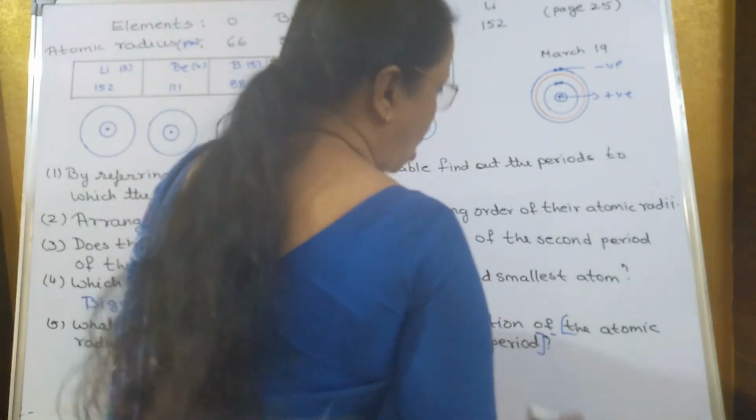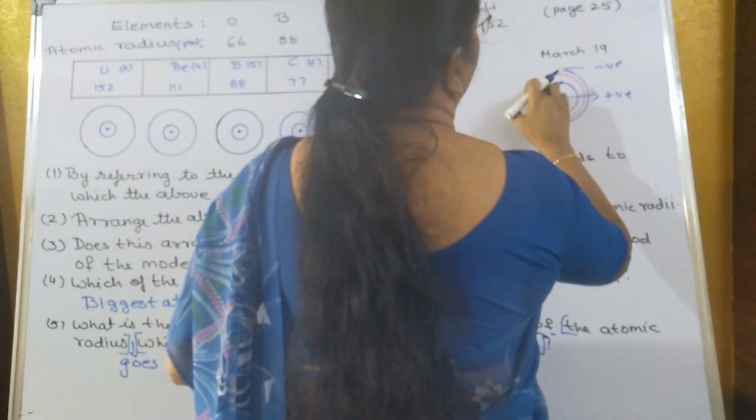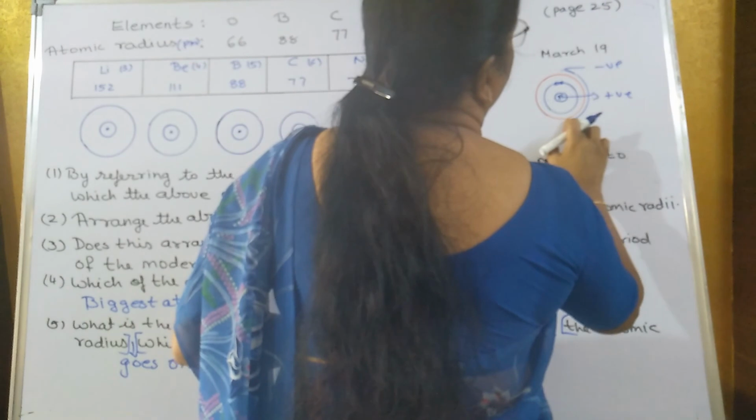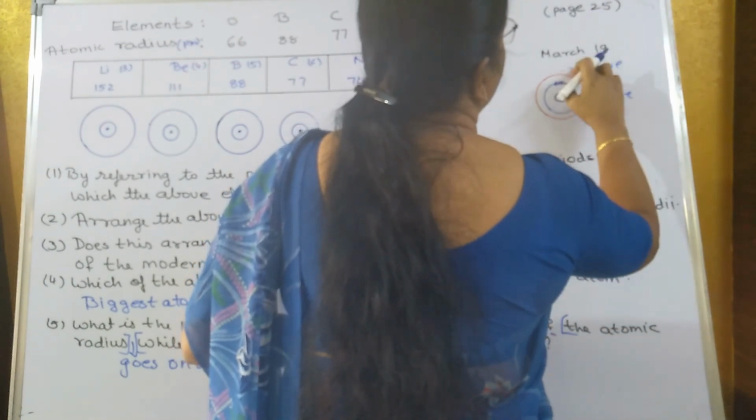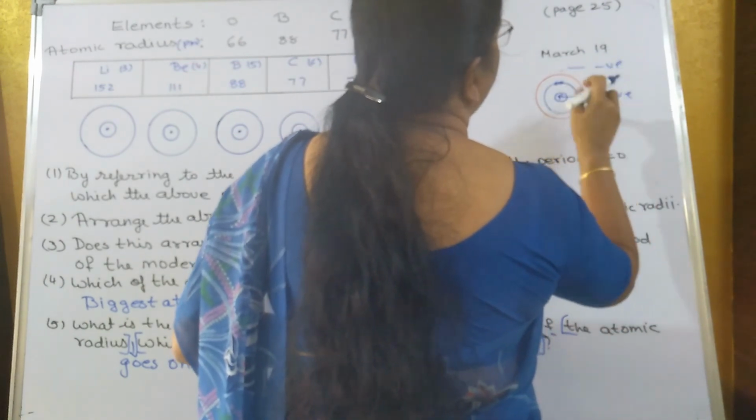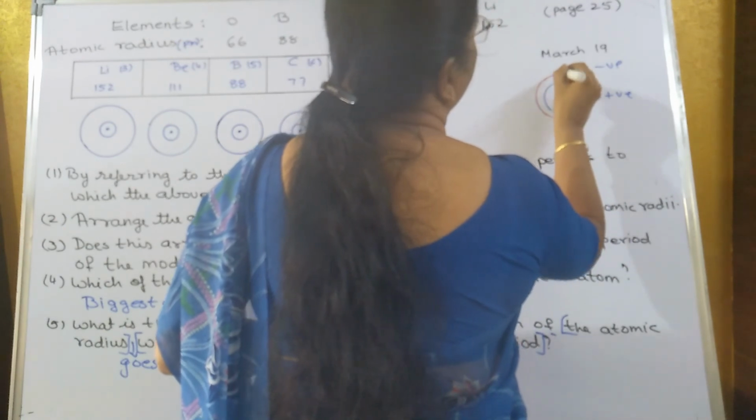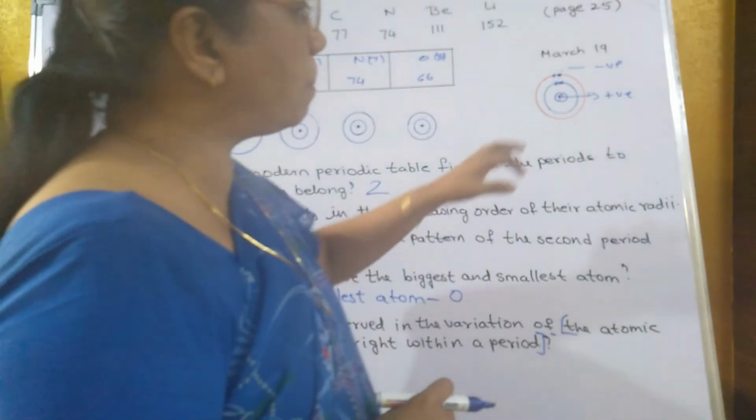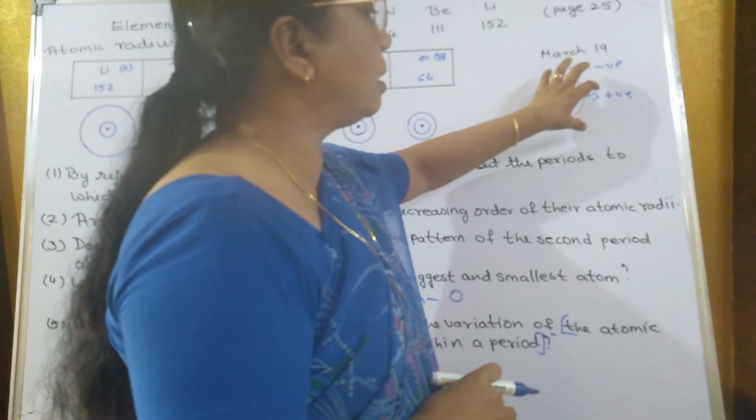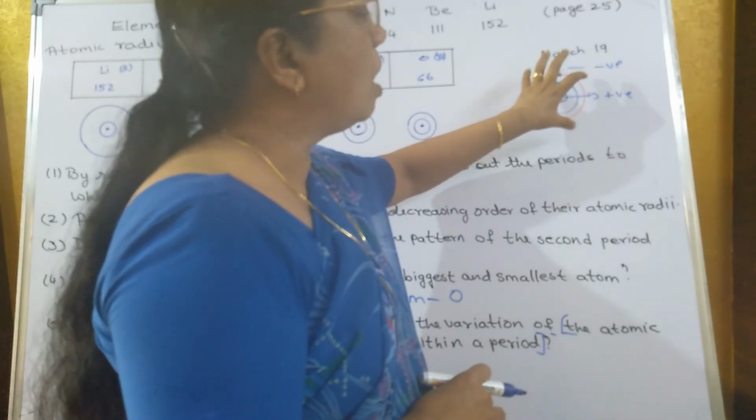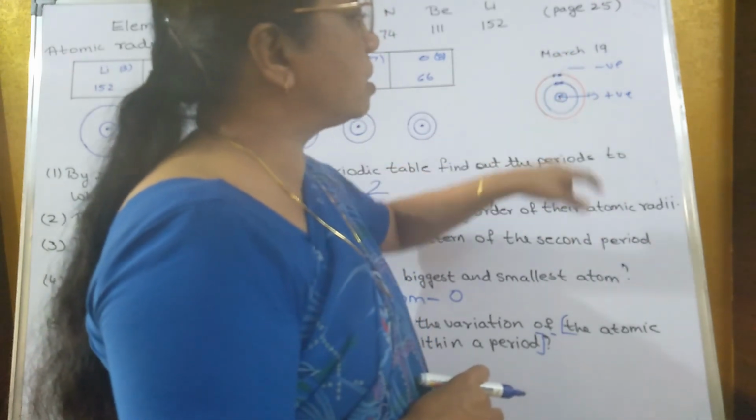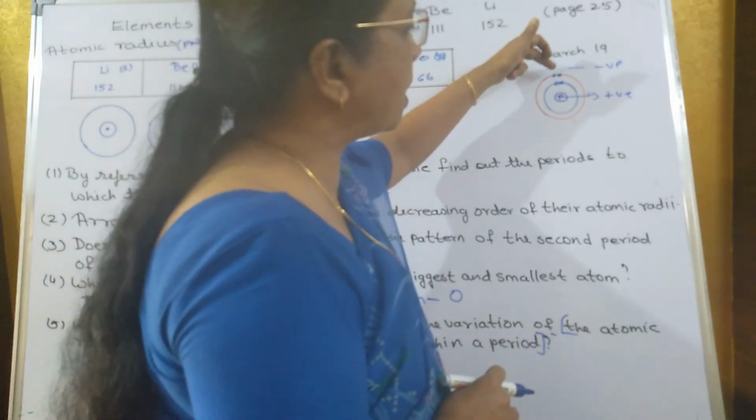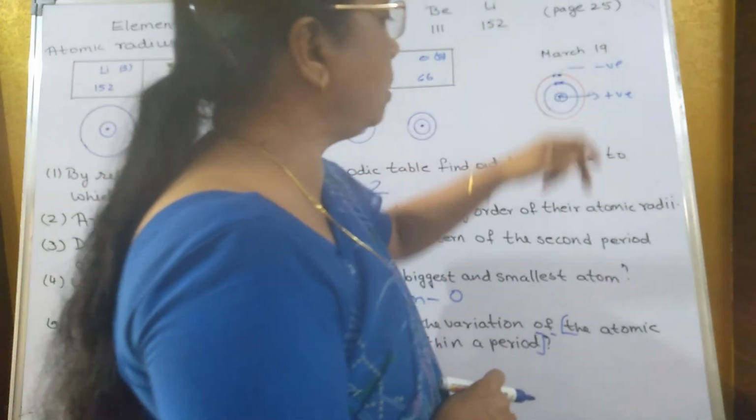So now when one more electron is added, what happens? The shell becomes smaller in size. The size of the outermost shell becomes small. Why? Because it gets pulled towards the nucleus because of the force of attraction between the electron and the nucleus.